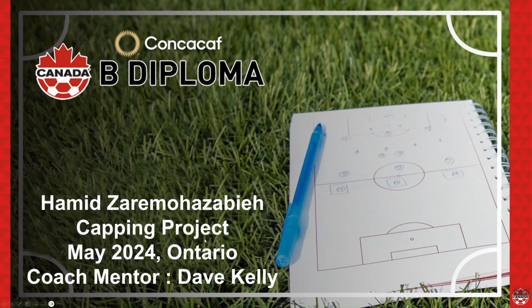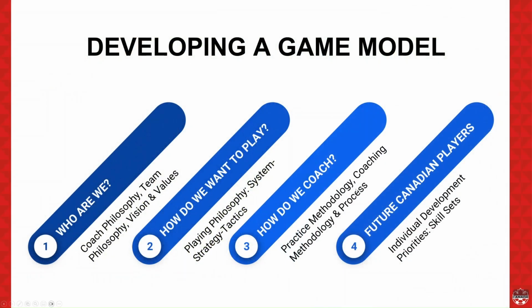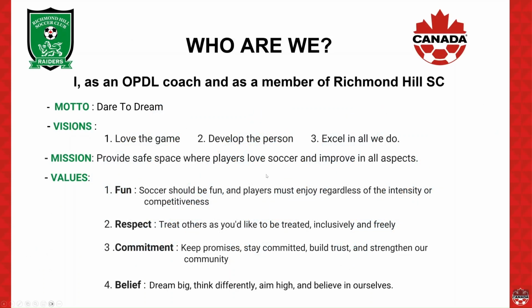As you know, in each game model there are four parts: who are we, how do we want to play, how do we coach, and future Canadian players. Let's talk about the first one.